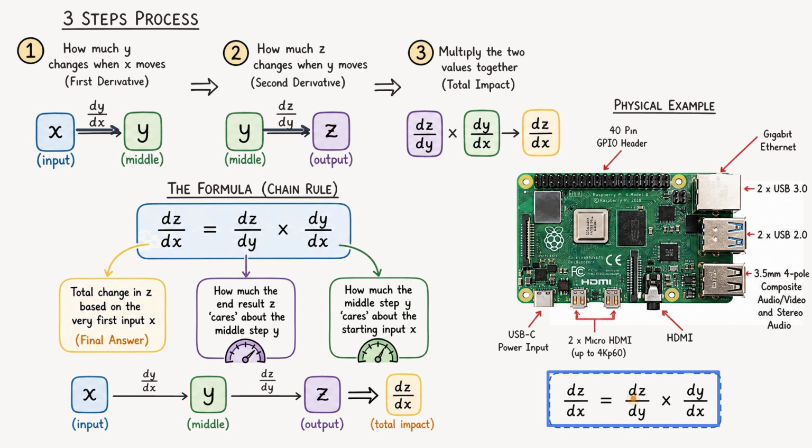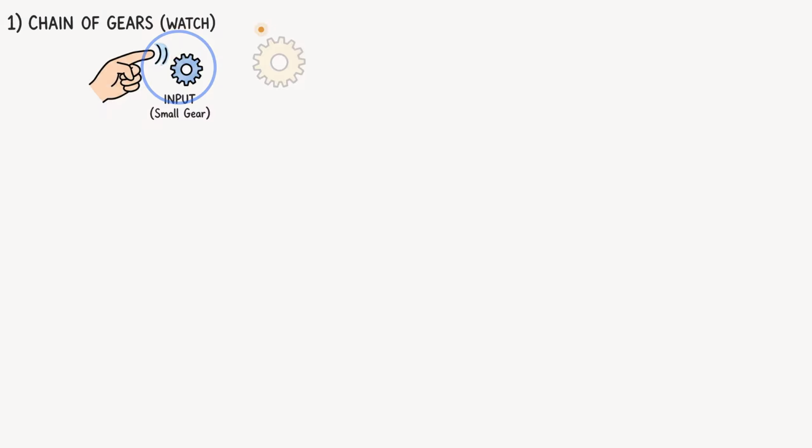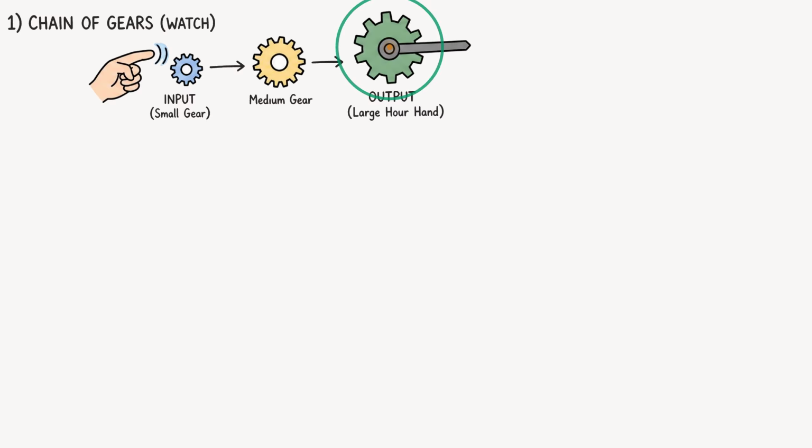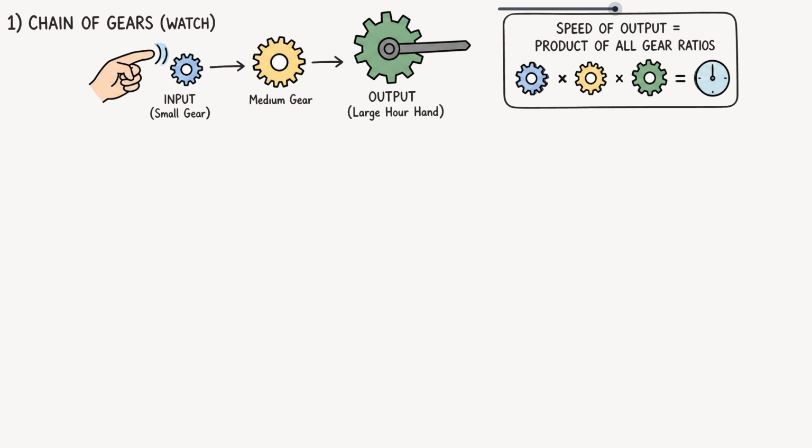Another great way to intuitively grasp this compounding effect is by thinking of a chain of interlocking gears in a watch. If you turn this small input gear, it physically forces the medium gear to turn, which then ultimately drives the large output gear, the hour hand. To figure out how fast that final hand moves when you turn the input, you simply calculate the product of all the individual gear ratios connected in between.